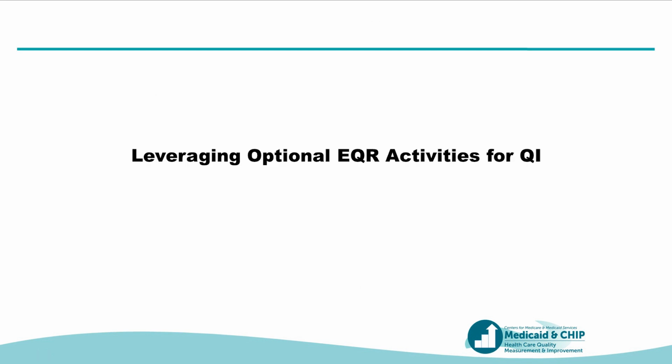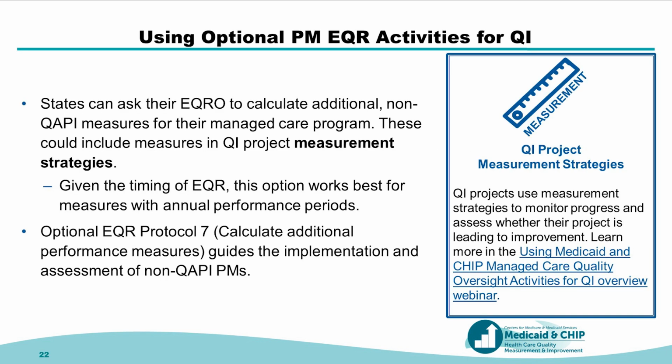In addition to the 4 mandatory EQR activities we've explored, there are several optional EQR activities that can support your state's managed care quality improvement activities. For example, in addition to validating the performance measures in Managed Care Plan Quality Assessment and Performance Improvement, or QAPI programs, you can engage your EQRO to calculate additional measures. For example, your EQRO could calculate the measures included in your ongoing managed care QI project's measurement strategies.